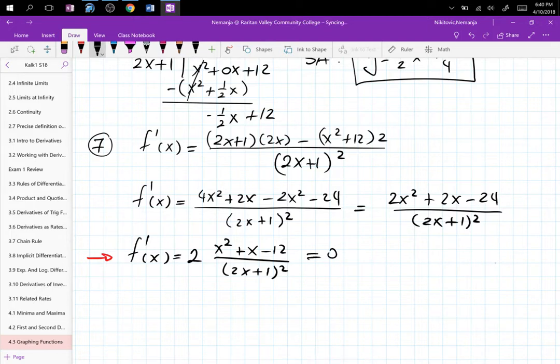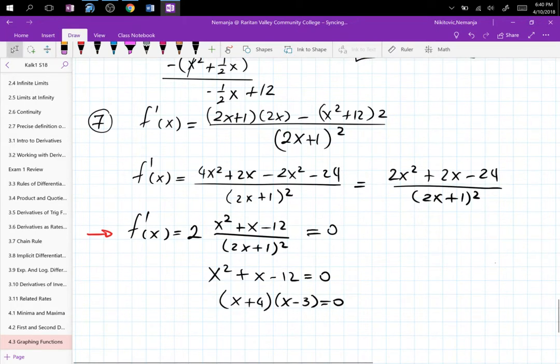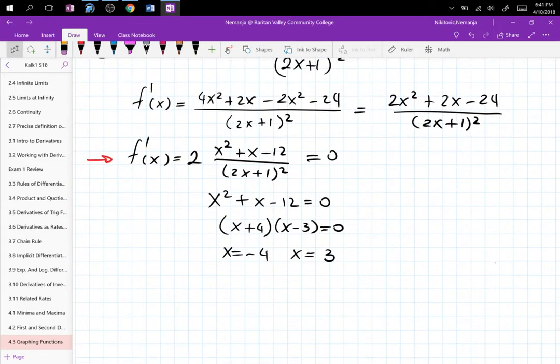all we have to worry about is the numerator being equal to 0. And then that factors into x plus 4 times x minus 3. X equals negative 4 and x equals positive 3. So now we get to partition. Domain was negative infinity to positive infinity. And to partition here, we have to include all critical numbers and all asymptotes.